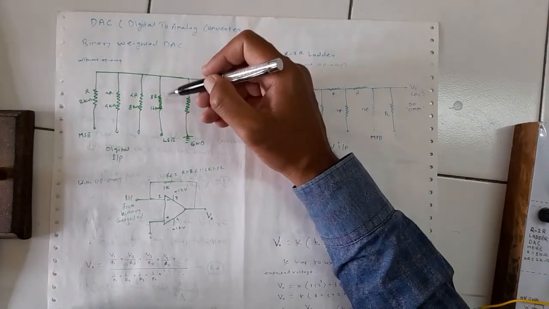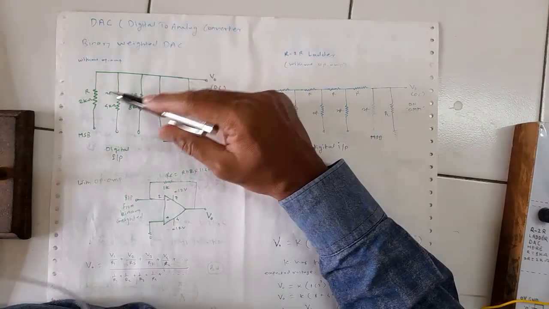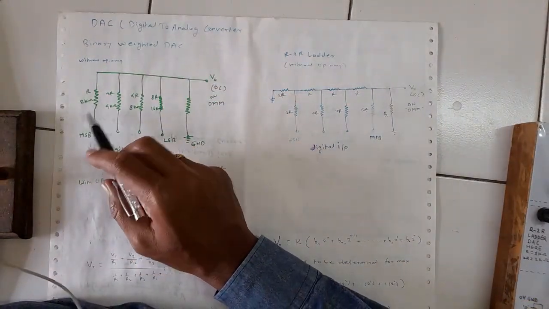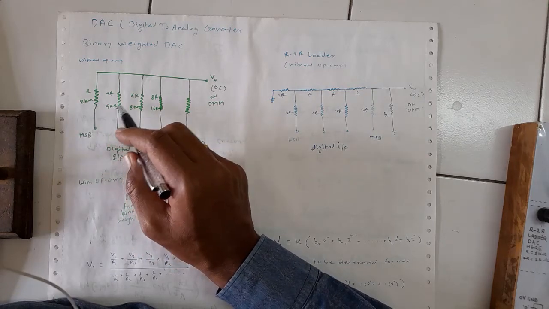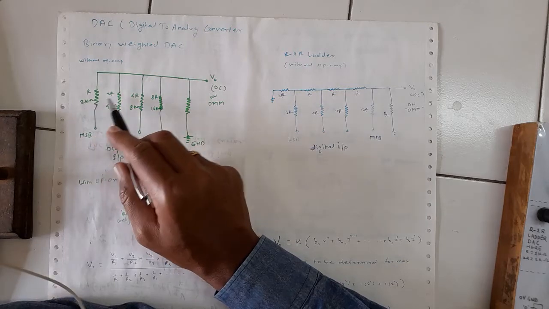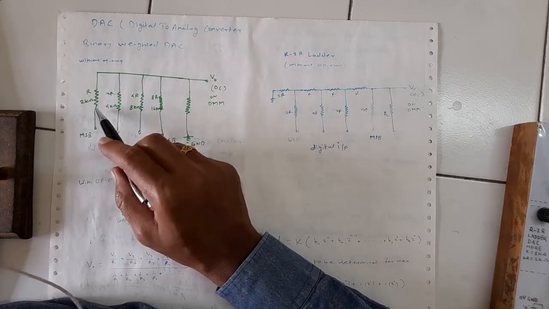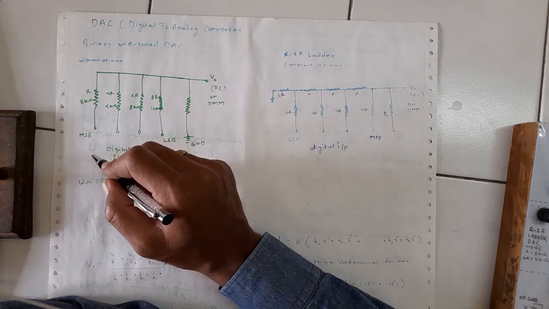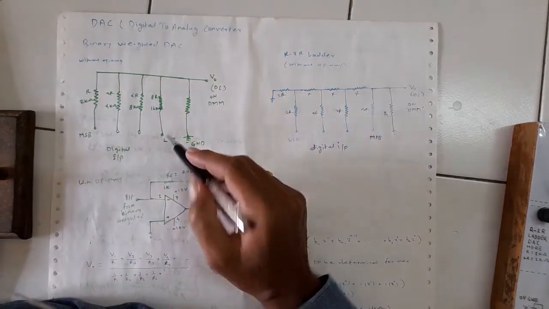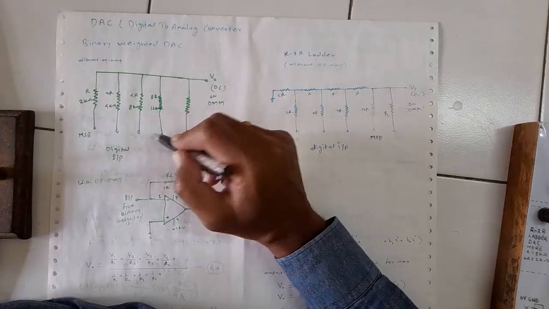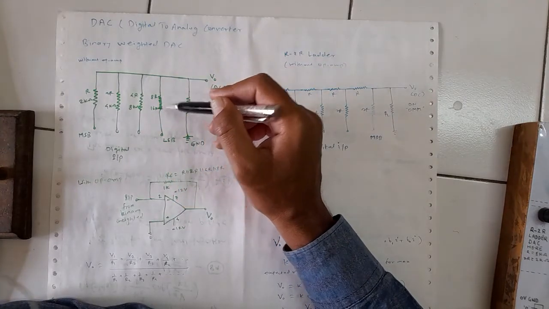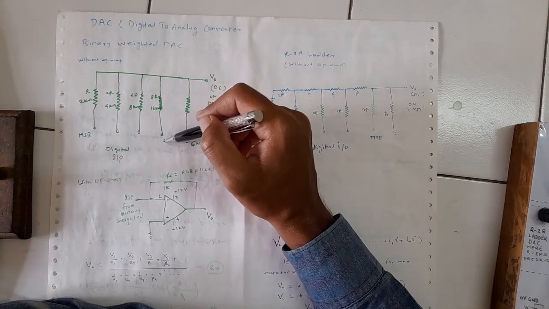Now what is meant by the binary weighted DAC? Suppose here we have resistances in a proportion where one is twice the other one. The first resistance is R, then the second one is 2R, then 4R, so it is proportional in the order of two. That's why it is called binary weighted. At each bit the weight is assigned, weight is assigned to that one particular input.